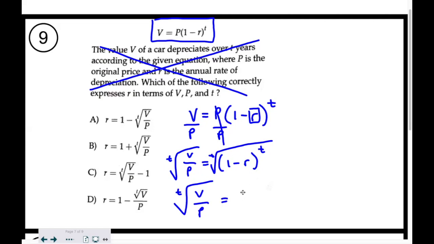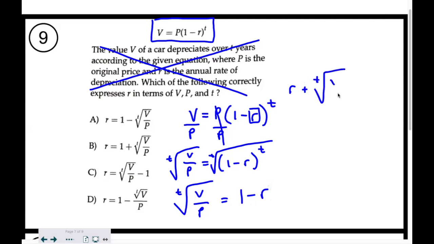Well, that cancels out the t, so I'm left with 1 minus r. And our goal is to get r by itself. I would rather do it this way: I don't want a negative r, I want a positive r. So I'm actually going to add the r to this side. You definitely could do this a different way.